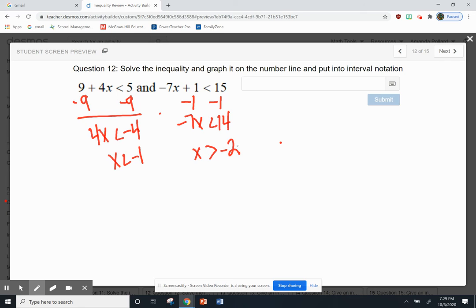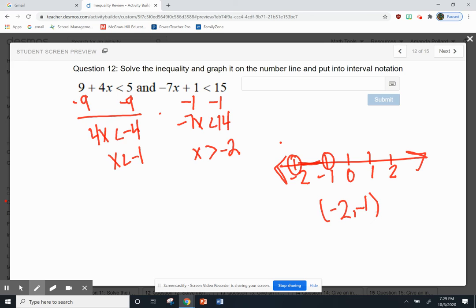So we don't have the graph here. I'm going to have to put that in. So if I were to graph it, I'll do that for you guys before tomorrow. I have x is less than negative 1 and greater than negative 2, so it's a short one again. And I get negative 2, negative 1 as my interval notation. All right.